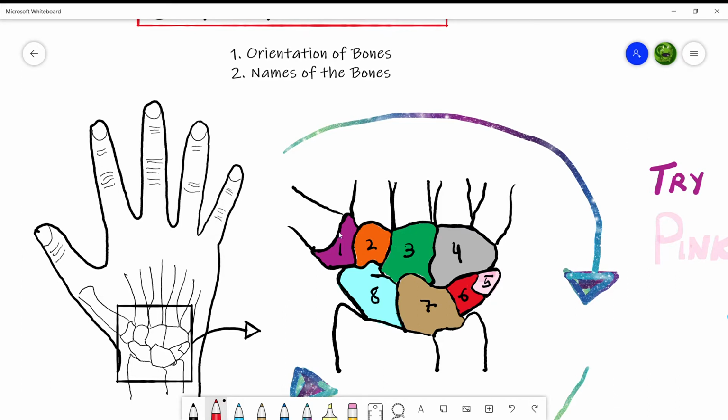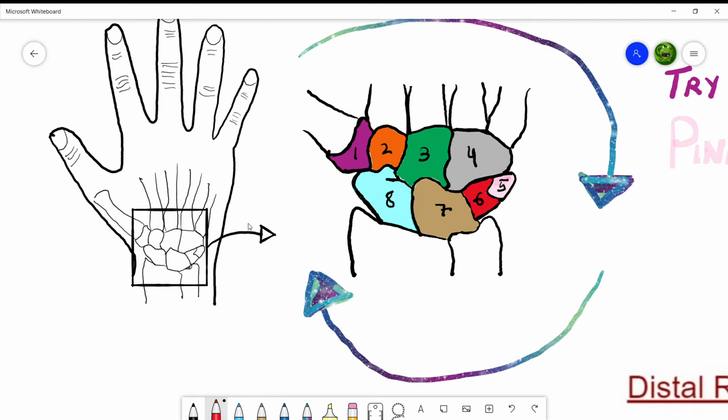When I was in med school, I had difficulty in memorizing 2 things about the carpal bones. First, of course, was the names of the carpal bones. That was so obvious. And the second one was the orientation of the bones, like which bone is towards the medial side of the hand or the lateral side of the hand, or in easy words, which bone is towards the thumb side and which carpal bone is towards the little finger side. So I will tell you how to memorize the orientation first, right?